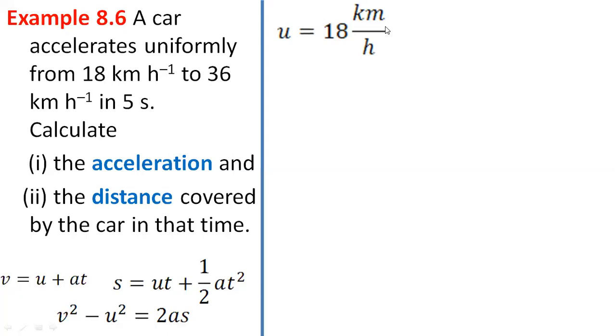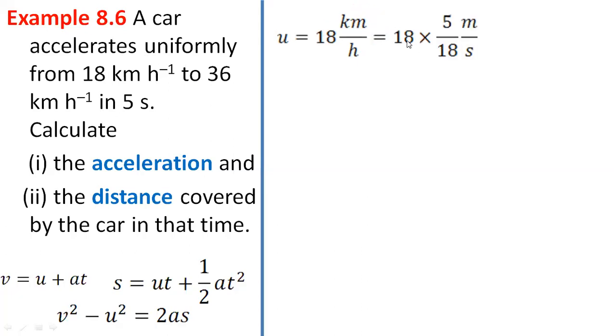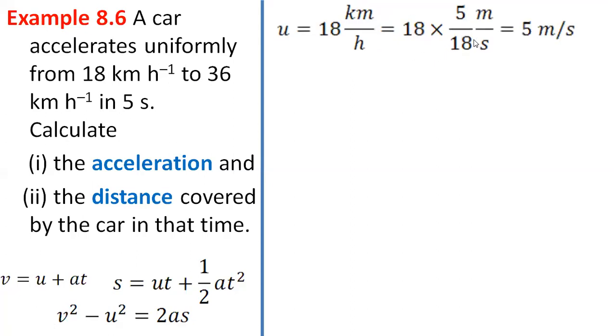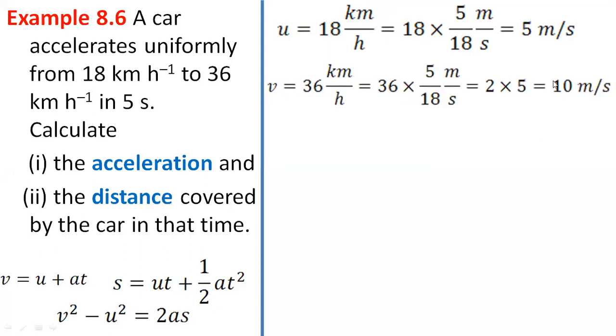So multiply with 5 by 18. 18 and 18 will get cancelled. So what will remain? 5. So what is remaining is 5 meter per second. What about 36? This is the final velocity, 36 km per hour. Again multiplied with 5 by 18. 18 ones are 18, 18 twos are 36. So 2 5s are 10. So the final velocity would be 10 meter per second.